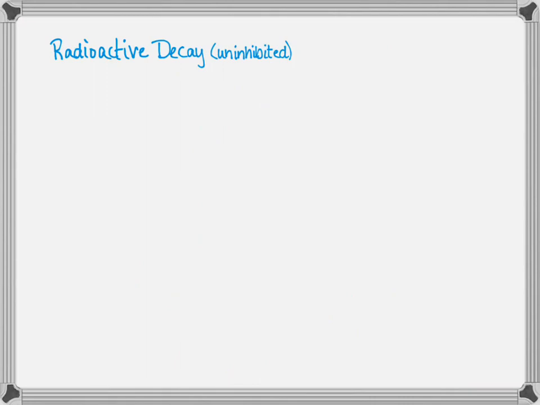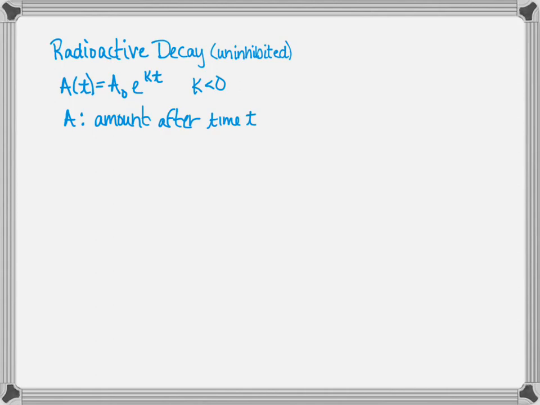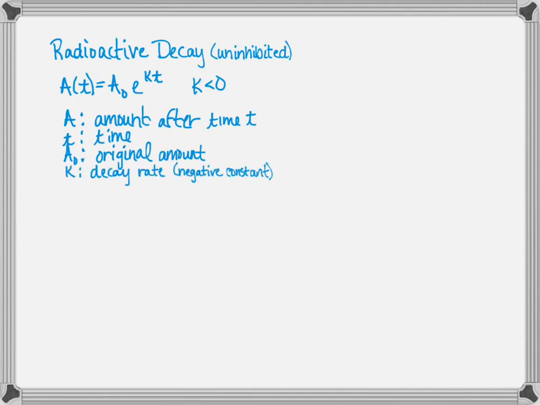Okay, let's also look at radioactive decay, uninhibited. Here the formula is practically the same: A(t) = A₀e^(kt), but here k will be a negative constant. It will be less than 0. Here A represents the amount after time t, t is time, A₀ is the original amount, and k is the decay rate, which is the negative constant.